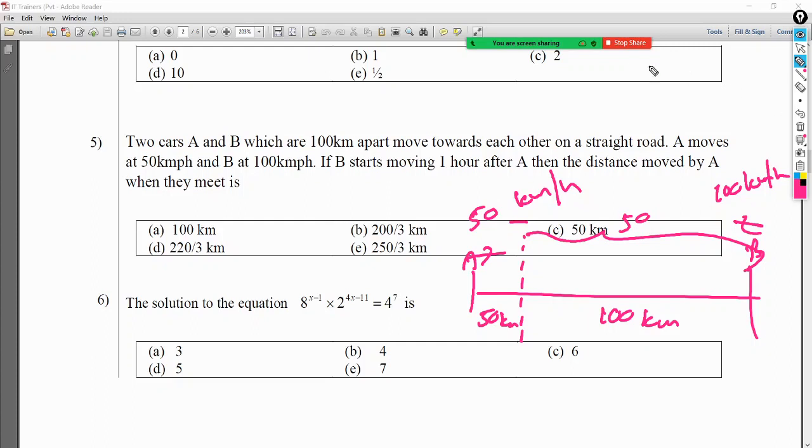So now how long does it take to meet, right? How long does it take to meet?